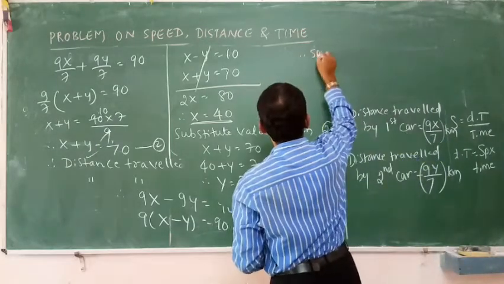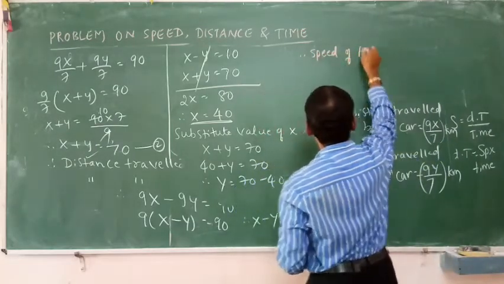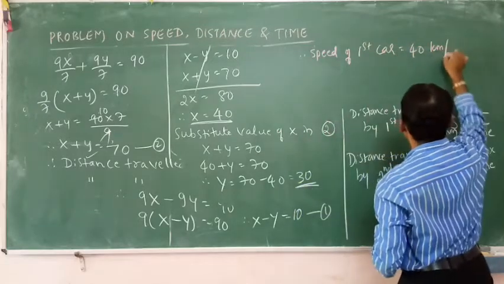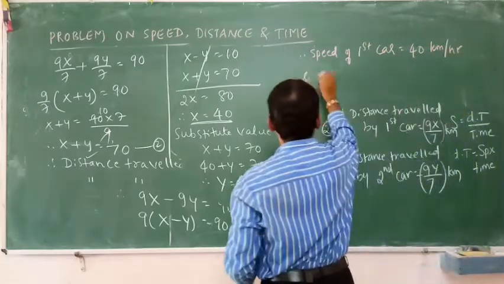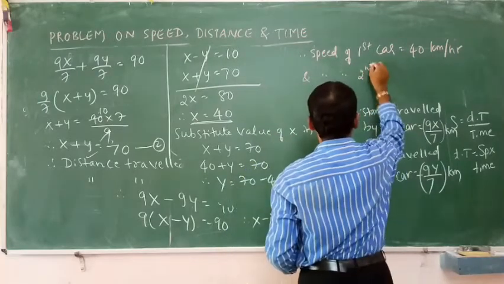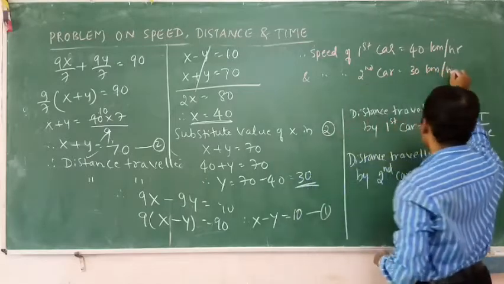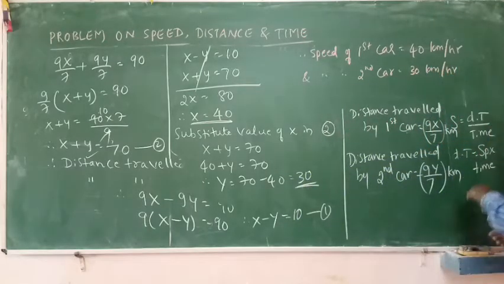Therefore, the speed of the first car is equal to 40 kilometers per hour, and the speed of the second car is equal to 30 kilometers per hour. That is the end of the problem.